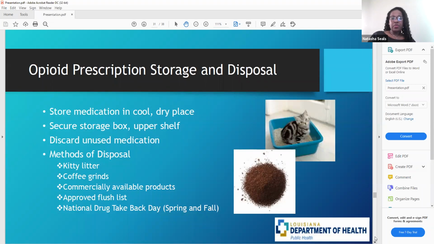Per the FDA, 90% of patients who are prescribed prescriptions actually don't finish them. 80% of opioid emergencies from overdose are deemed to be accidental. There are various methods of disposal that can be used: kitty litter, coffee grinds, commercially available products such as Dispose RX, which you can get from any pharmacy. That's not the only option. I'm not advocating for it, I'm just saying it's one of many. There are also approved flush lists, as well as national take back days twice a year in the spring and fall. Next slide.